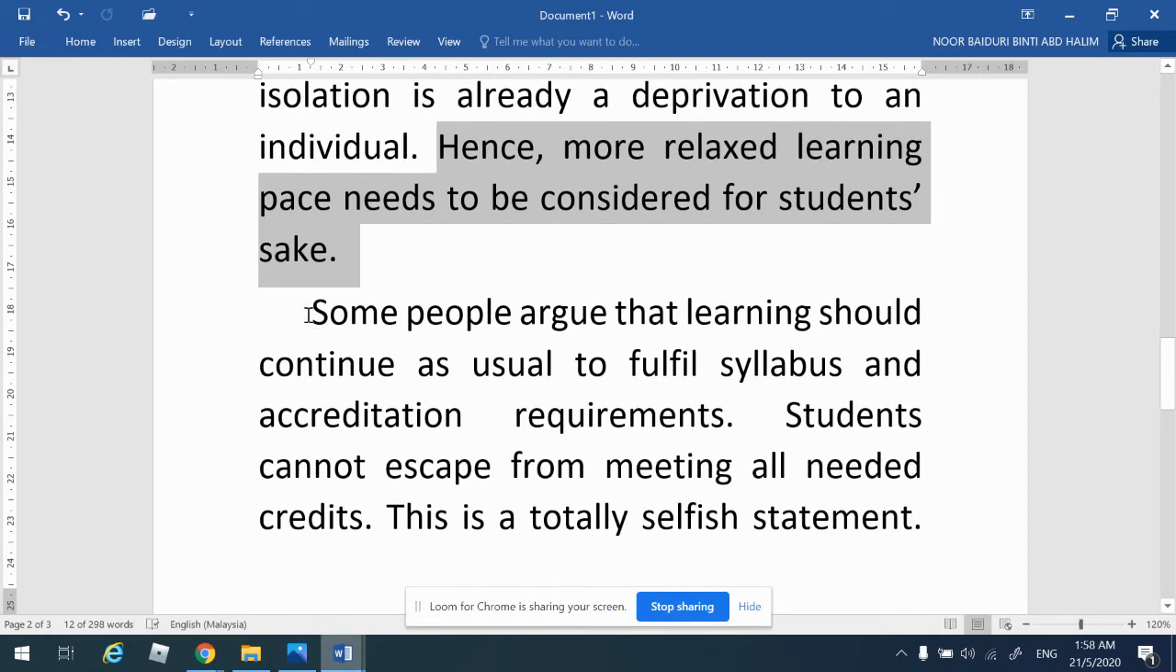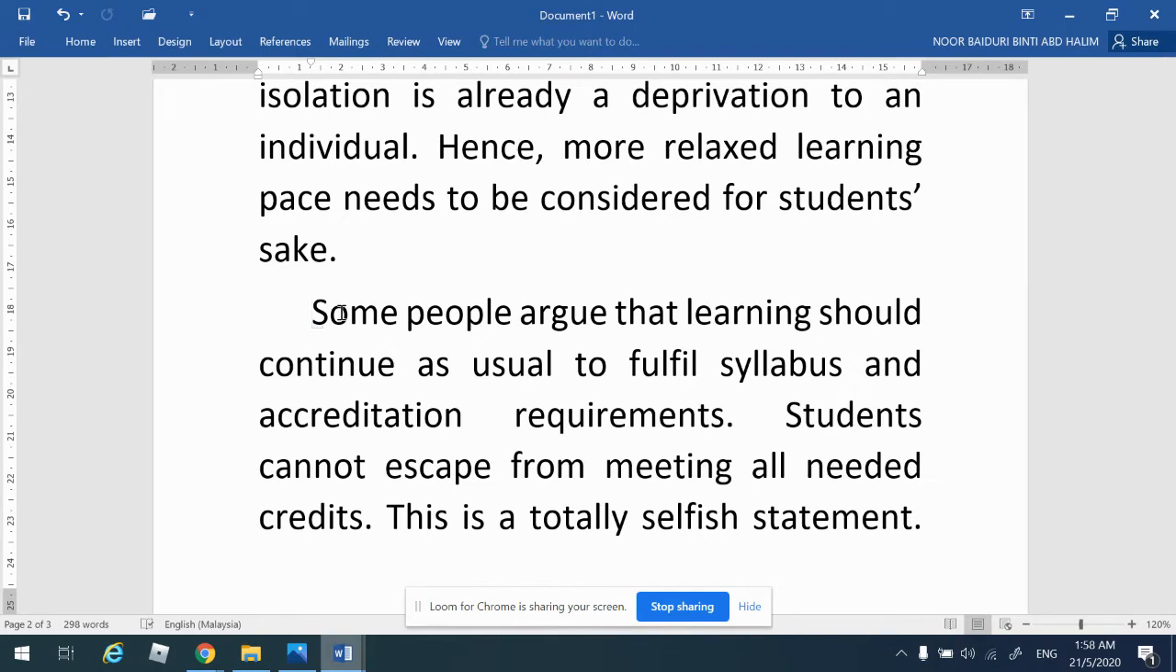Okay, and then this is the paragraph where you talk about counter argument. What is counter argument? Counter argument ni, okay, let's say your stand is A, but some other people think B is correct. Okay, so in this paragraph, you will highlight what you know people would say that is against your standpoint. So you see, some people argue. Okay, this is the phrase that you can use. Or you can also say, people may say that learning should continue as usual to fulfill syllabus and accreditation requirements. Okay, why do we put counter argument bila you argue? It is to show that you understand the issue very well and you know what is the point that your opponent, pihak lawan you, berfikir.